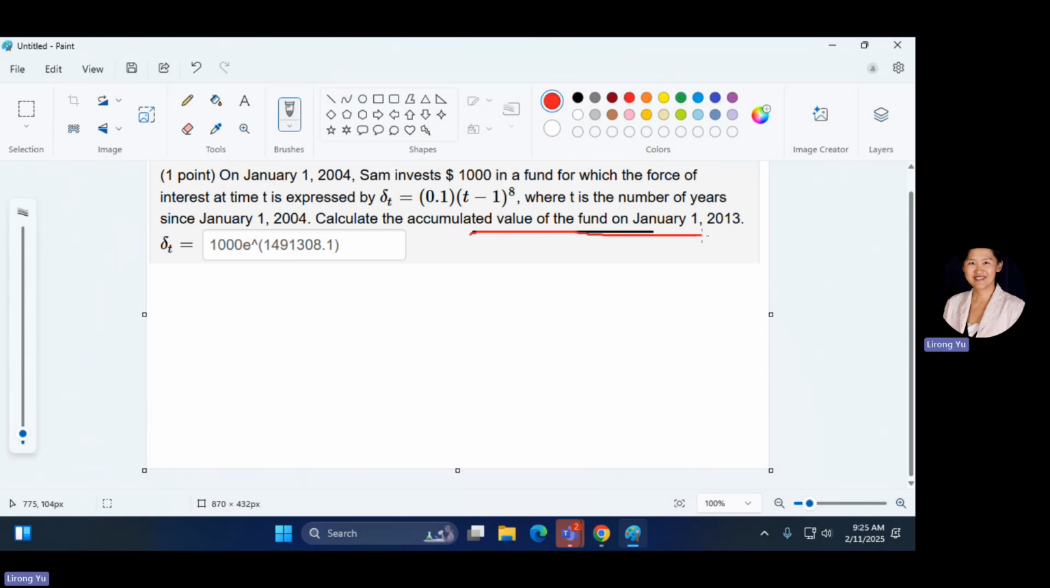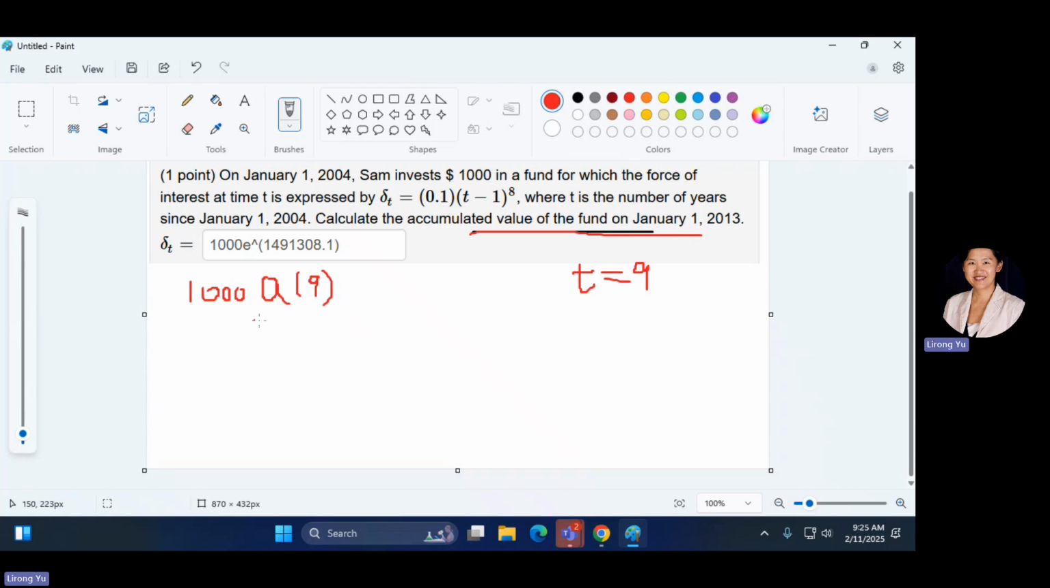Calculate the value at January 2017. From 2004, the time is 9 years. For a 1,000 investment, your final value is 1,000 times A of 9, where A is your accumulation function.